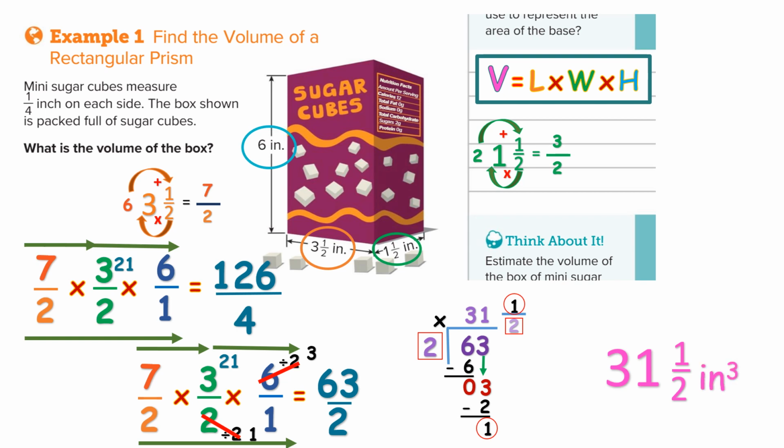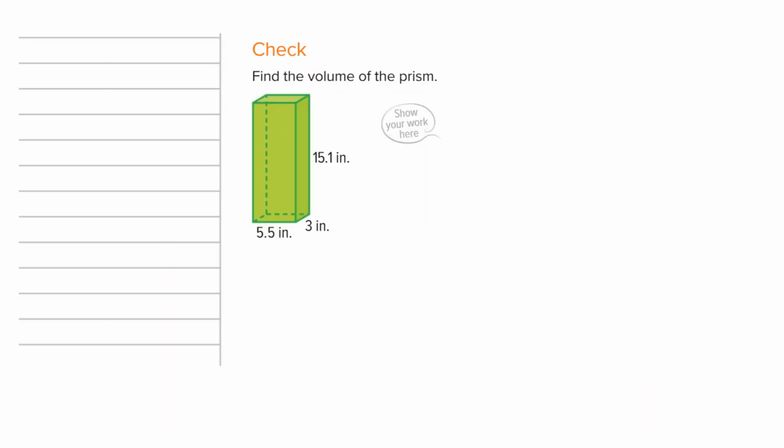31 and 1/2 what? Well, I'm multiplying inches by inches by inches. So I have cubic inches, inches to the 3rd power. That's my answer. I'm just multiplying length times width times height each and every time.